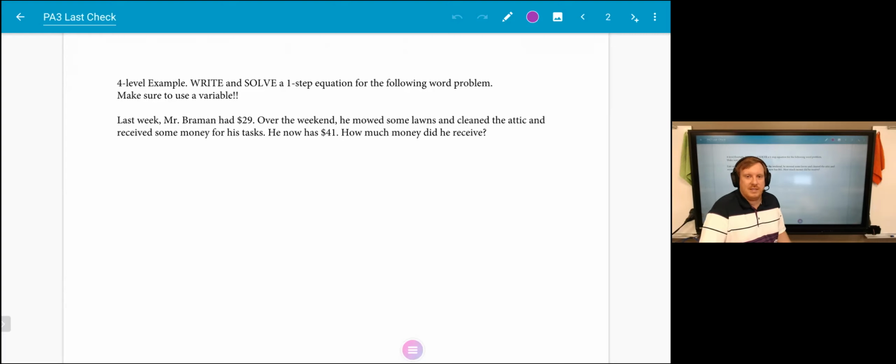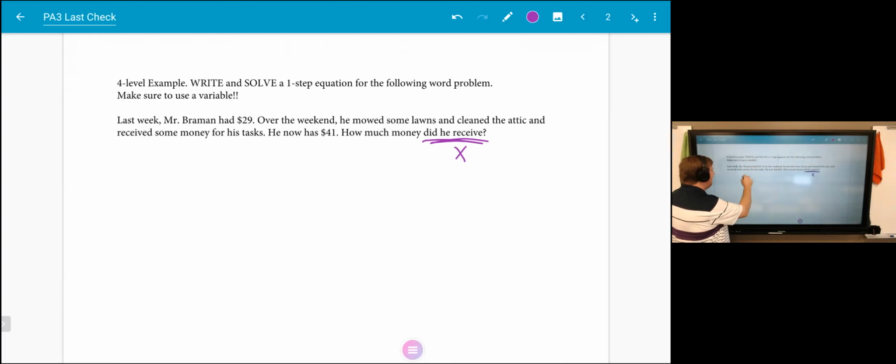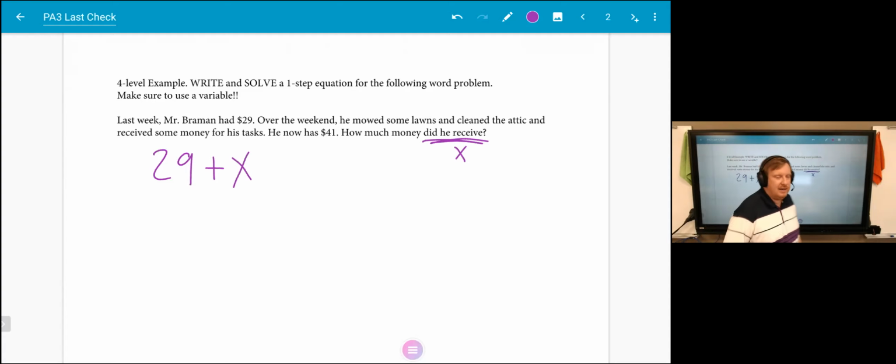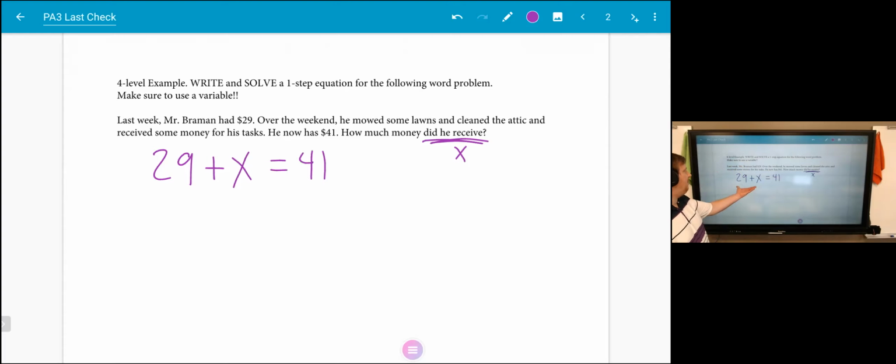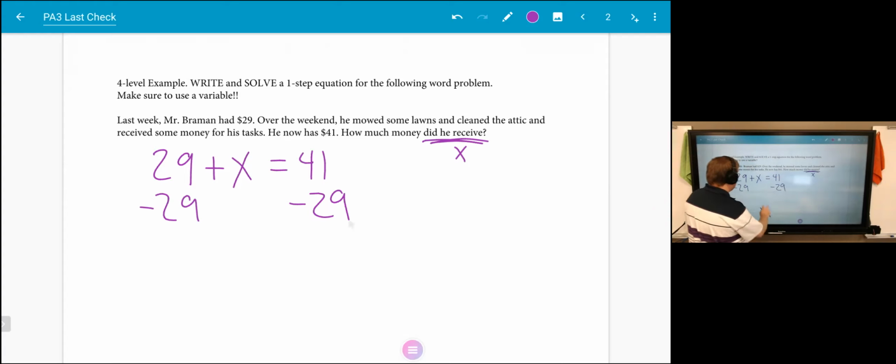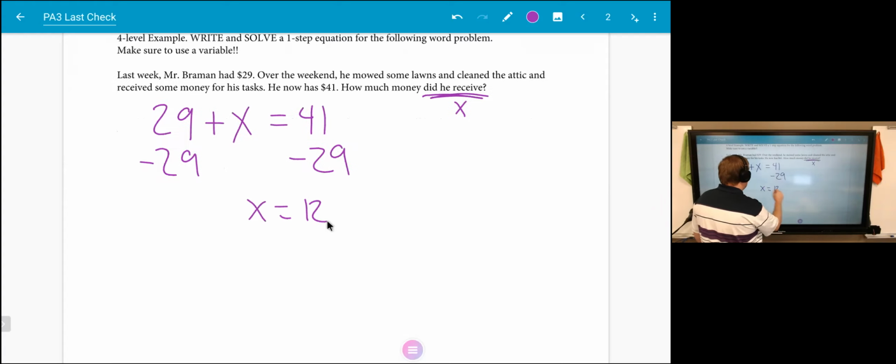Well, the thing we don't know is how much money he received. Let's go ahead and call that x. I've got $29. I'm going to add some x number of dollars to it, and I'm going to get 41. Well, 29 plus x equals 41. Opposite of addition is subtraction. Subtract 29 from both sides, and x equals 12.